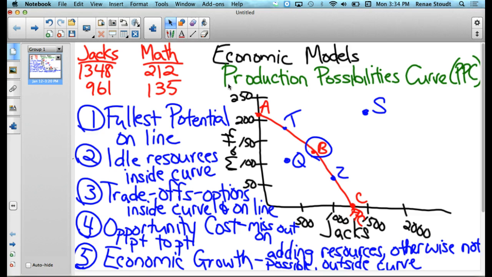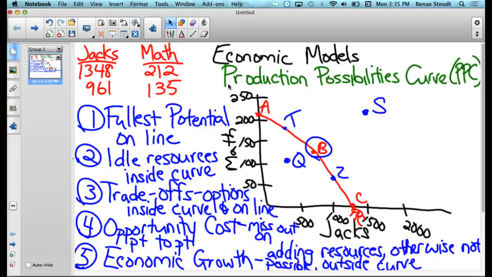Okay, so keep in mind that the production possibilities curve does not place value judgments on anything. So we're not saying that A is better than B or C is better than B, whatever. Where you want to be is on the line, because that's where our resources are working to their fullest potential. Which point on the line depends upon what you're more interested in. But you want to be on the line because that's using your resources to their fullest potential. Okay, that's an explanation of the production possibilities curve.